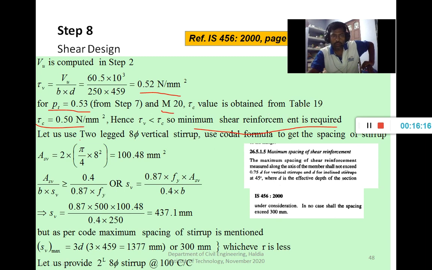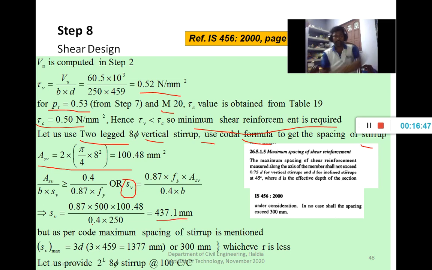Let us use two-legged 8 phi stirrups and the codal formula to get the spacing of stirrups. So the area of stirrup, we have two-legged stirrups, so 2 into pi by 4 into 8 square. This is the formula for spacing of stirrup mentioned in the code. So using that formula, we get the spacing of the stirrups. How much? 437.1 mm center to center.